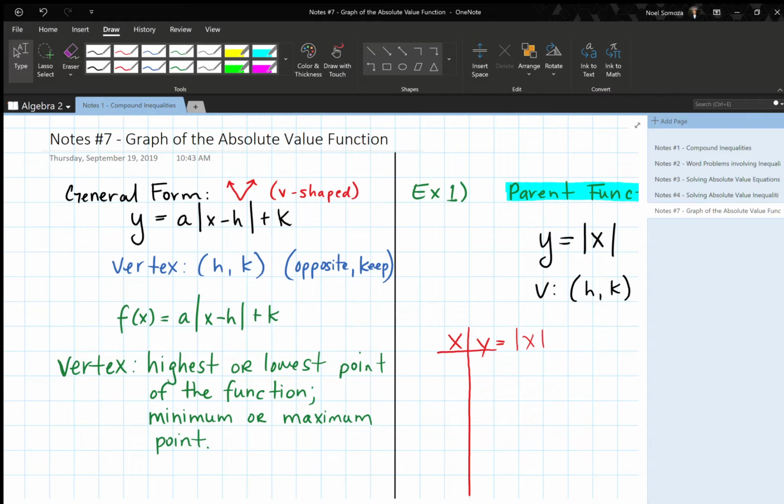And then finally, just to recap what a vertex is. A vertex is your highest or your lowest point on a function. So it could be at the very top if your graph does something like this, or it could be at the very bottom if your graph does something like that. So again, very much like a quadratic. Ultimately, that highest or the lowest point, we call it a minimum or a maximum.